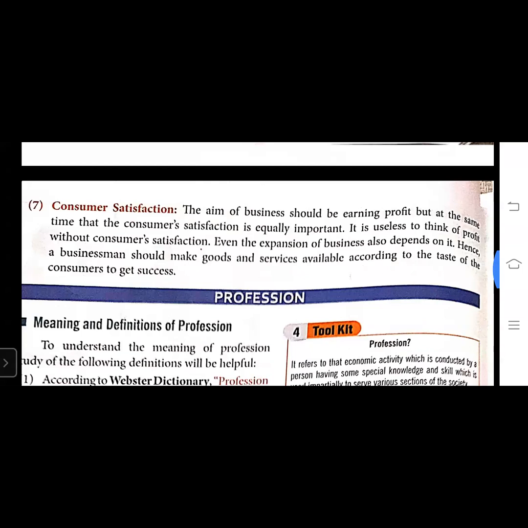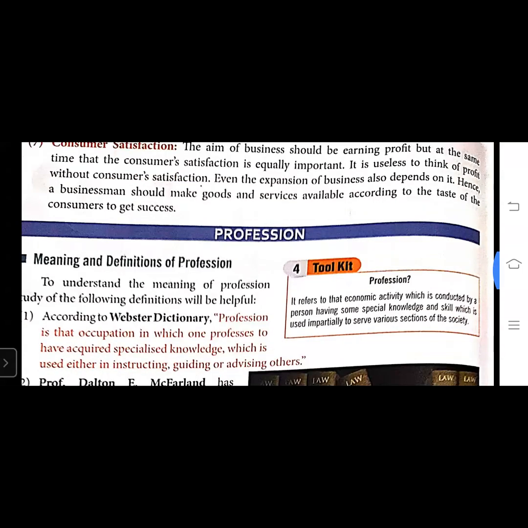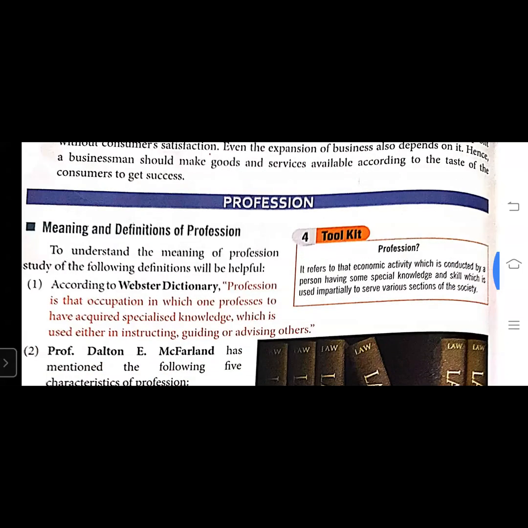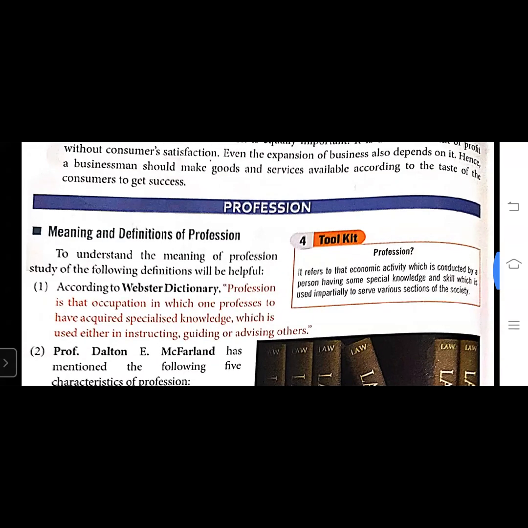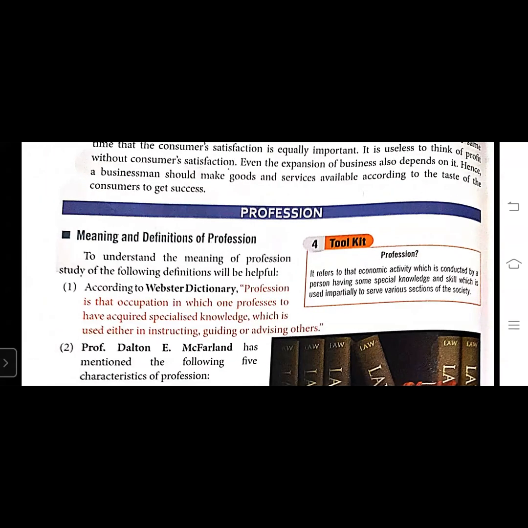Next topic is the profession. We have already discussed it, but today I will discuss it in brief. Profession includes those activities which require special knowledge and skill to be applied by individuals in their occupation to earn fees. Okay, like doctor, lawyer, chartered accountant. These people are engaged in a profession and are known as professionals. This is the definition.